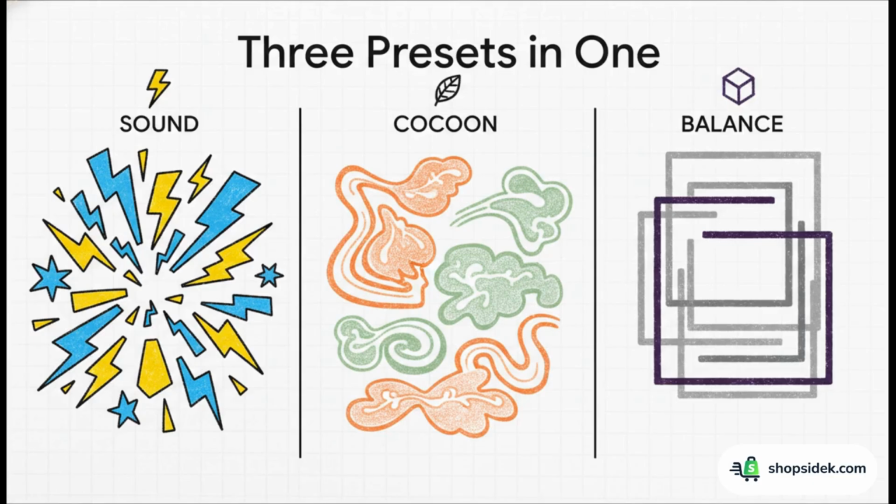Then you have Cocoon. See how it's softer, more organic? This is gorgeous for lifestyle brands, home decor, that kind of thing. And then there's Balance, which is just so cool. It's got this high-fashion editorial vibe, perfect for luxury goods. It's honestly like getting 3 themes for the price of 1.